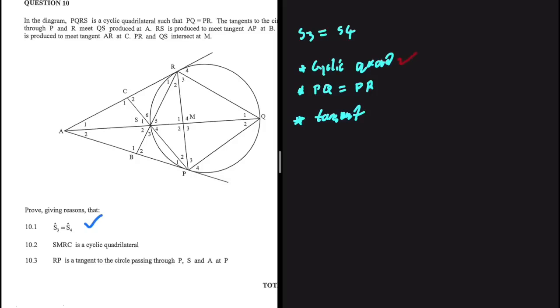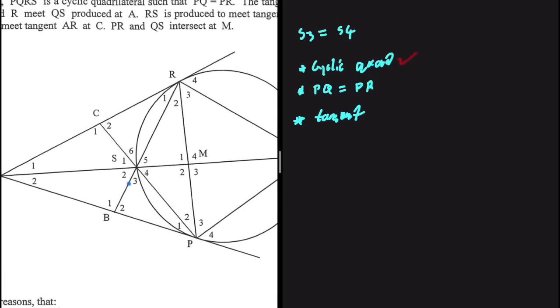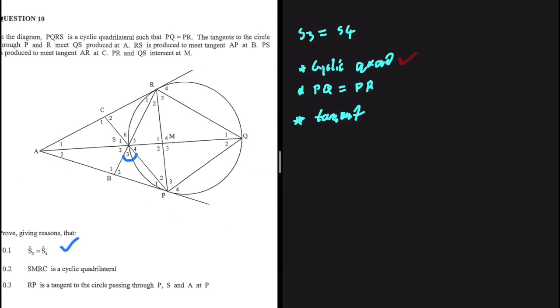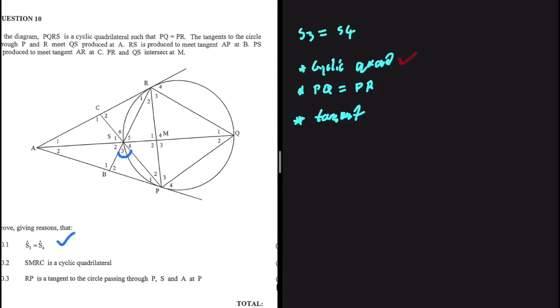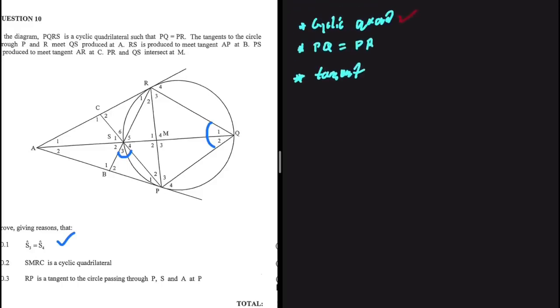So let's see if we can make sense of that. Okay, we have S3 right here. If SRQP is a cyclic quad, then S3 should be equal to angle Q. Let me write that down as part of my solution. It is something I'm realizing, so I need to write it down. So in 10.1, I have S3 being equal to Q, as S3 is an exterior angle of a cyclic quad, okay?